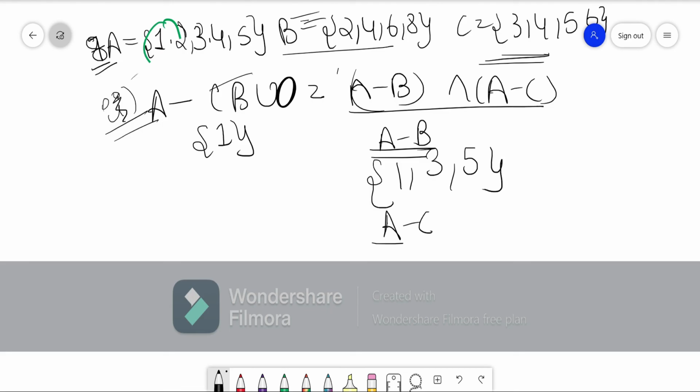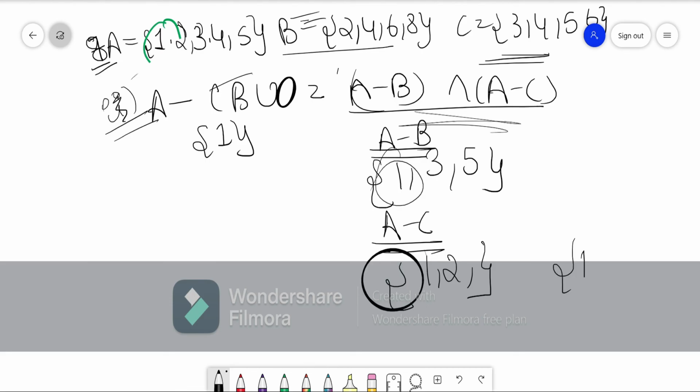Now let's find out A minus C. What is A minus C? 1, 2, right? That's it. So if you do the intersection, what is common in both of these? 1 will come. So yes, it is equal, right? A minus (B union C).